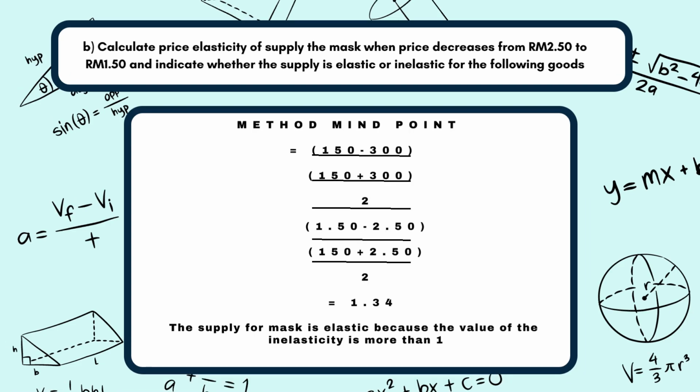This is the calculation using the midpoint method. The answer is 1.34. The supply for mask is elastic because the value is more than 1.